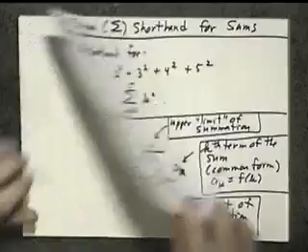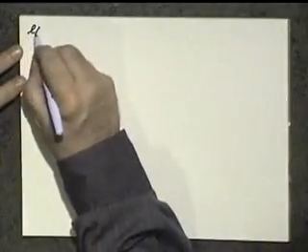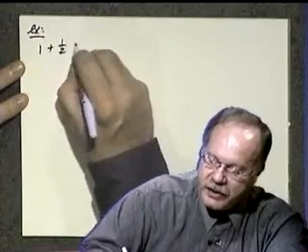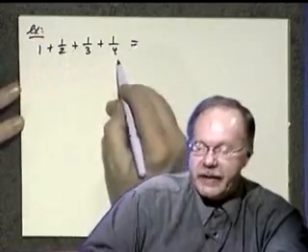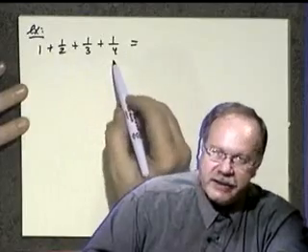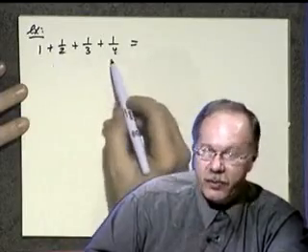Let's look at several examples so we can get the hang of this. Suppose we want to write 1 plus 1/2 plus 1/3 plus 1/4 in shorthand as a sum. Now, certainly, it's not very useful to do that for only 4 terms.